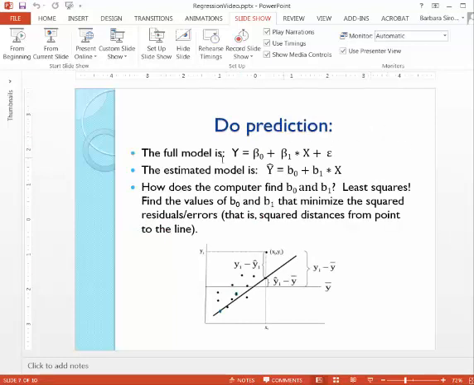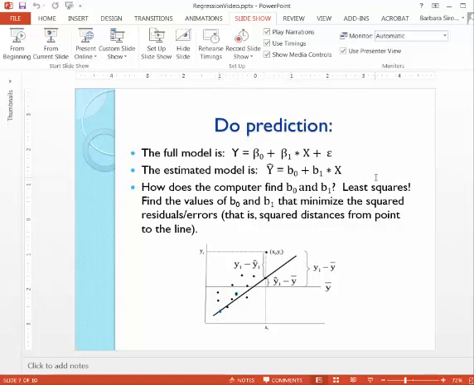The full model, we use the Greek letters in here and say that y is the intercept plus slope times x plus an error term. And that means that the points that are on this graph don't exactly line up with the line. We're fitting a line as well as we can through points.